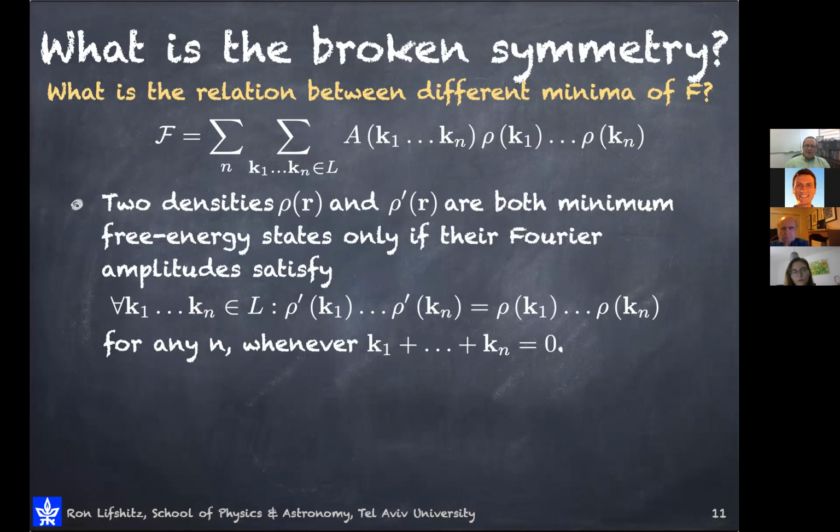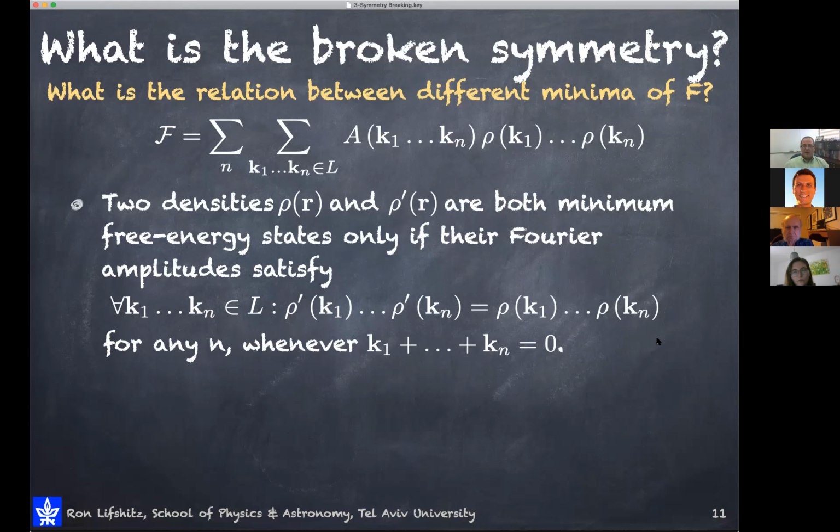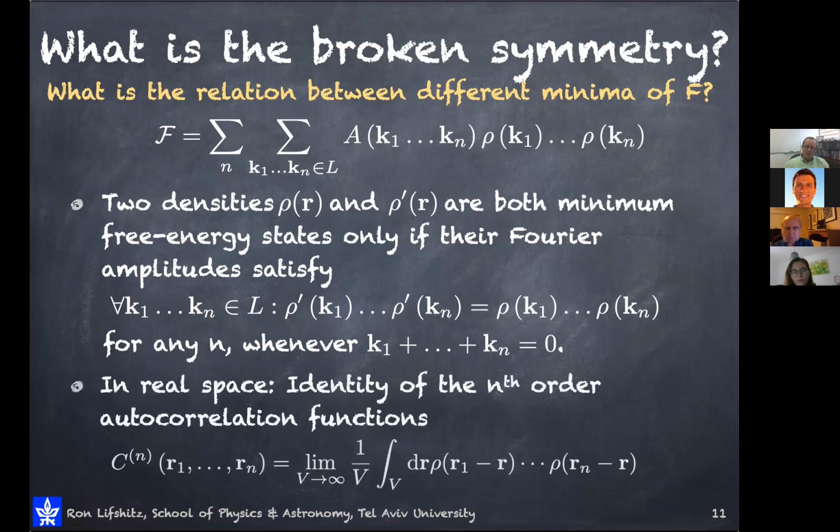In a generic situation, since these products appear in the free energy, if I have two different densities, they must agree on all of these products for the free energy to be the same, or for both of them to be a minimum free energy state. So whenever the sum of n vectors adds up to 0, the products of the Fourier coefficients of the two densities must be equal. Now, if I Fourier transform this condition, what I find is that two densities can be both minima of the same free energy if all their autocorrelation functions are the same.